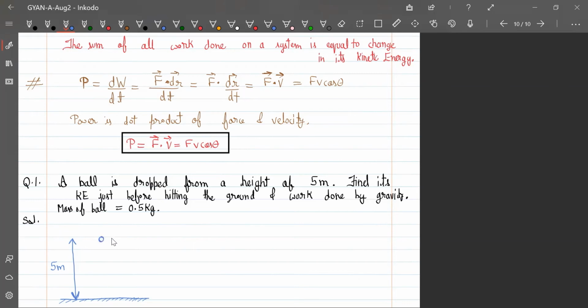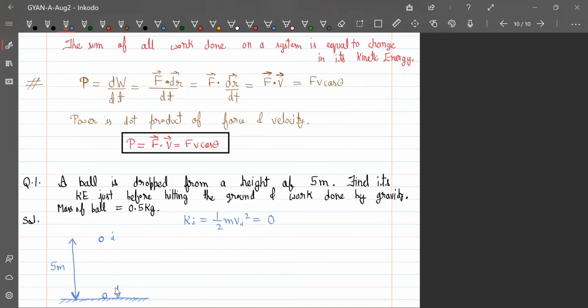You can call it the initial state and the final state, or you can call it state 1 and state 2. So I'll call this the initial state. A ball is dropped. Ball is dropped means initial kinetic energy, drop means velocity will be 0. So half m v_i squared, initial kinetic energy is 0.